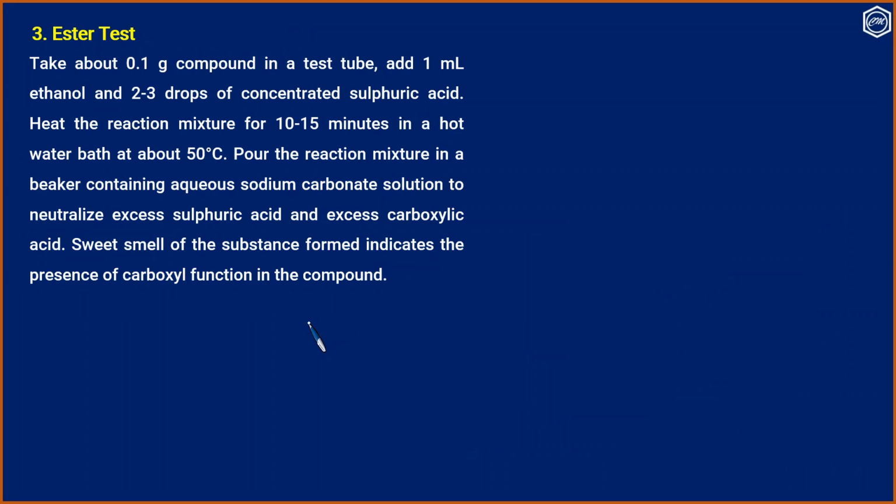Another important test for carboxylic acid is the formation of esters when reacted with alcohols in acidic medium. To conduct the test, we take about 0.1 gram of the compound in a test tube and add 1 ml ethanol and 2-3 drops of concentrated sulfuric acid. Heat the reaction mixture for 10 to 15 minutes in a hot water bath at about 50 degrees Celsius.